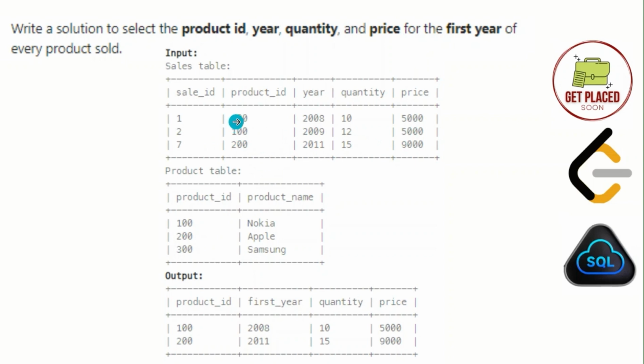So for Nokia, there are 2 entries, you can see 2 years, but we need the first year, right? 2008 will be the first year, so we won't consider the second row here. We only consider the first row. For product ID 200, we only have 1 row. That will be the first year and we'll consider this. So we take the 1st and 3rd rows, remove the sales ID column, and the remaining columns will be printed.